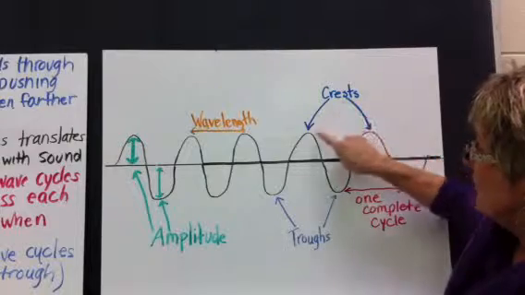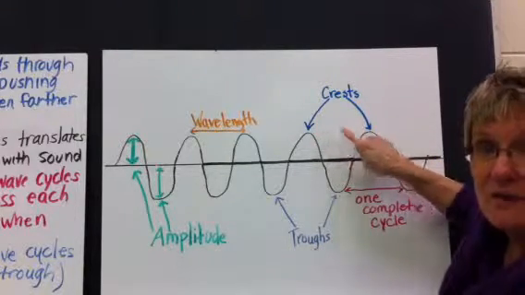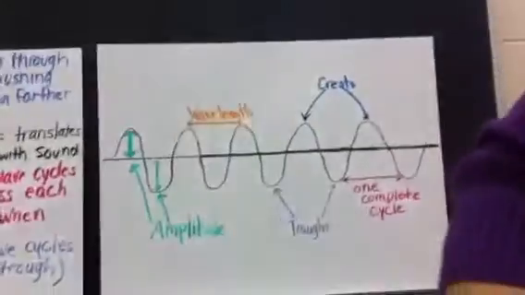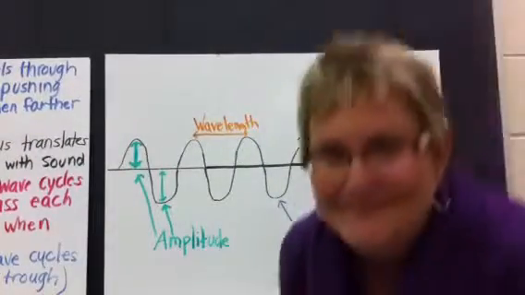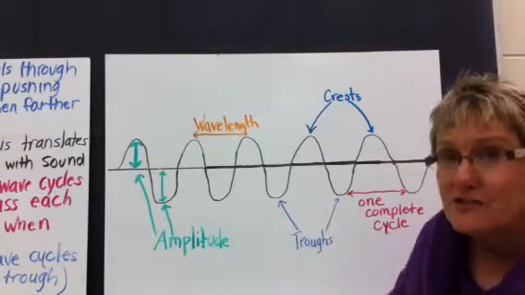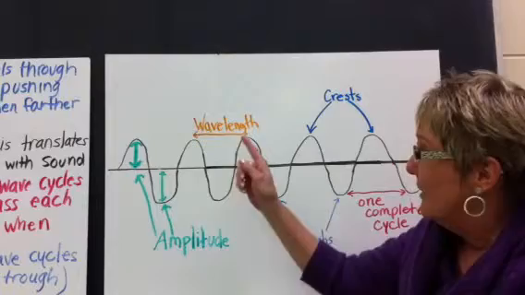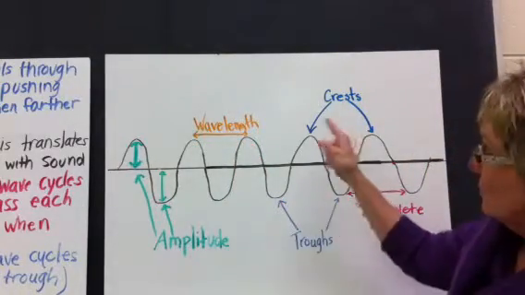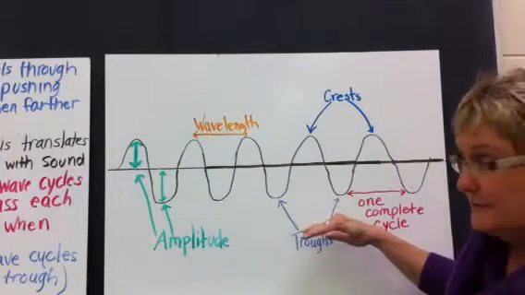And then if you look here, the crest is the highest part of the wave. The crest is the highest part of the wave. Trough is the lowest part of the wave. So we can actually measure wavelength crest to crest or trough to trough. Crest to crest, trough to trough.